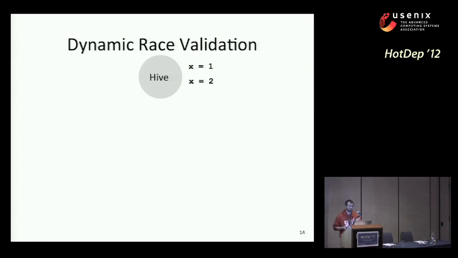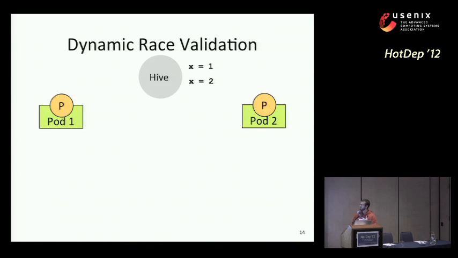That is why we crowdsource the validation of these potential races that are statically detected in the Hive to the pods. Each pod is responsible for validating a small number of races to reduce the overhead. The validation phase essentially tries to determine whether there is an ordering relation that the static race detector missed.